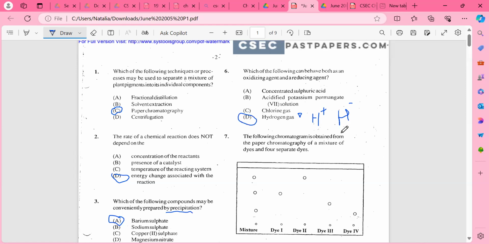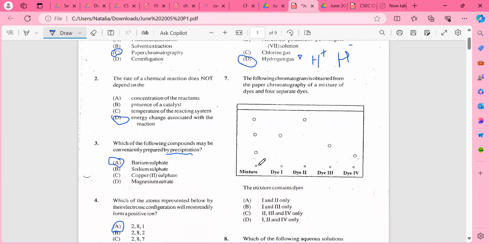The following chromatogram is obtained from paper chromatography of a mixture of dyes and 4 separate dyes. So this is the mixture. It starts here, all of them start here. So the mixture has some dye 4. It also has some amount of dye 1 and some amount of dye 2. So it has 1, 2, and 4. D.